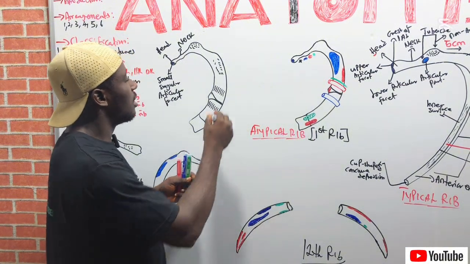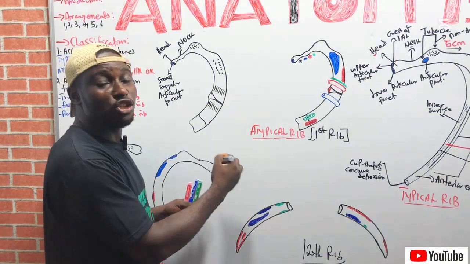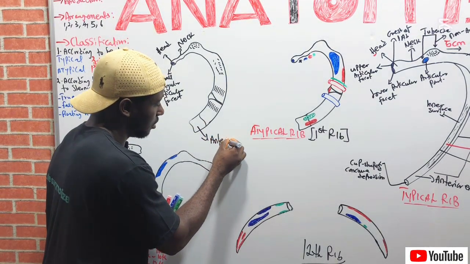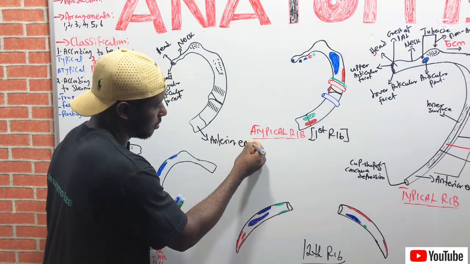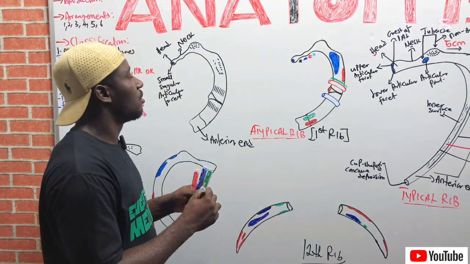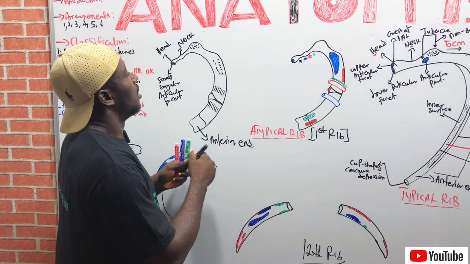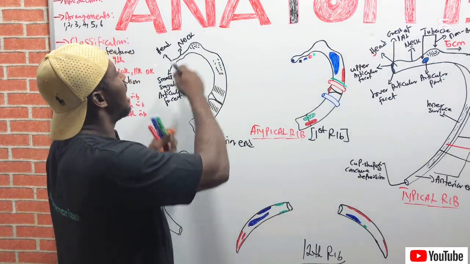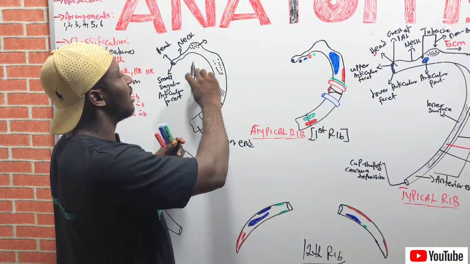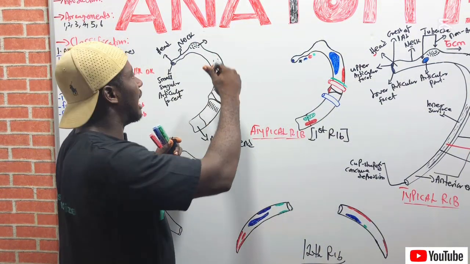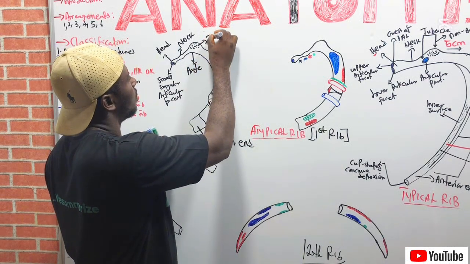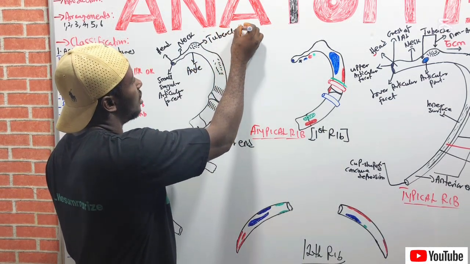Now, the anterior end is usually larger and thicker. This is the anterior end. Here is the tubercle. The tubercle and the angle coincide together. This is the angle. This is the tubercle.